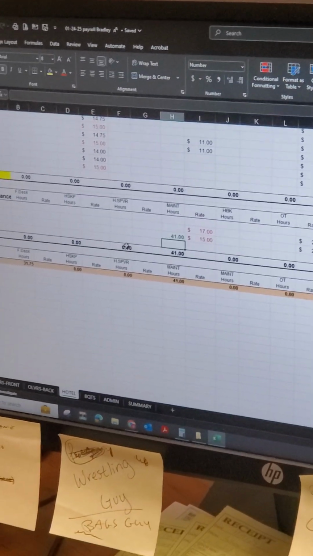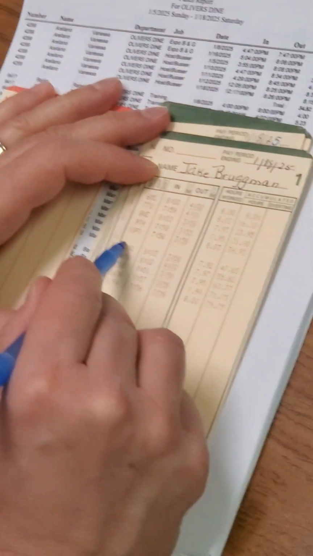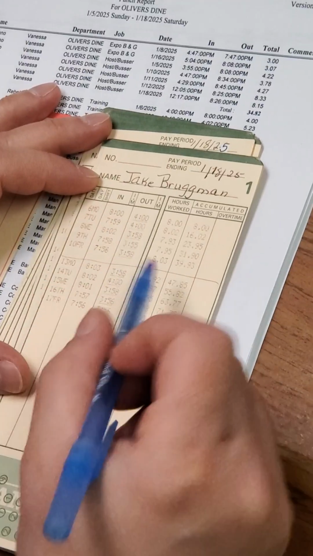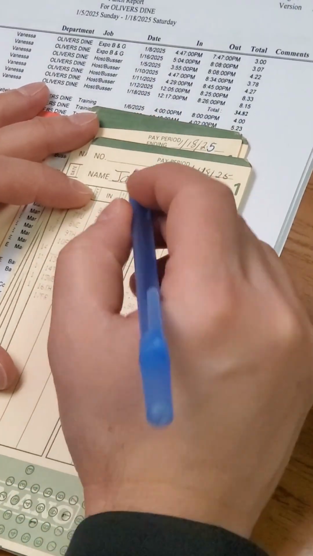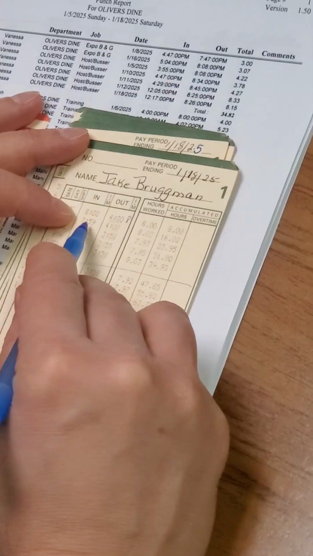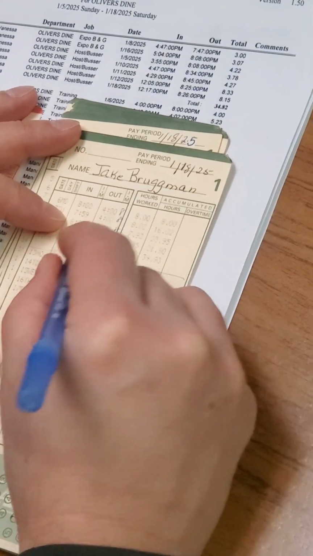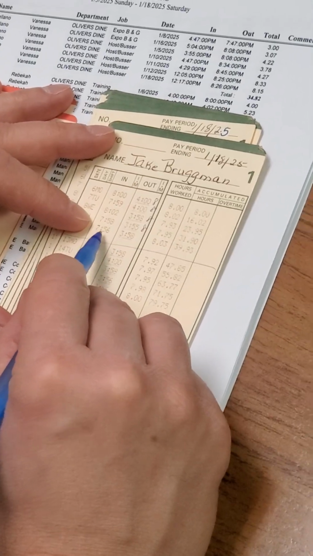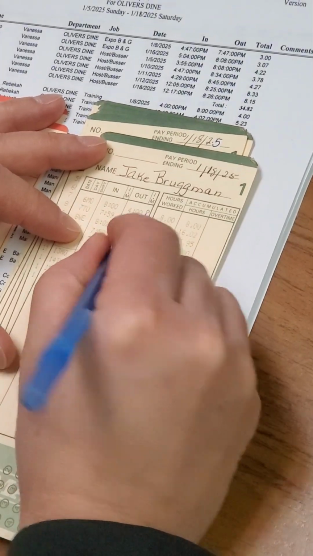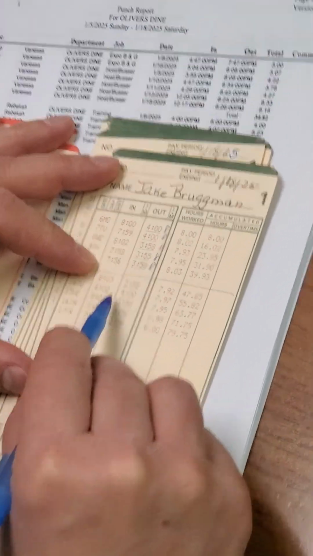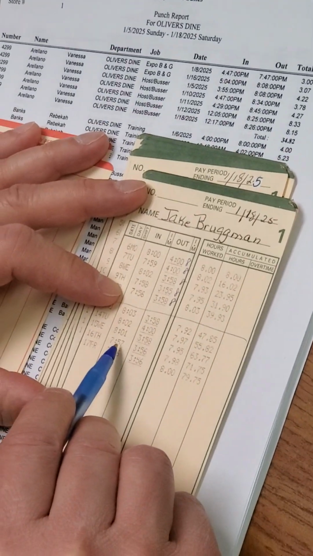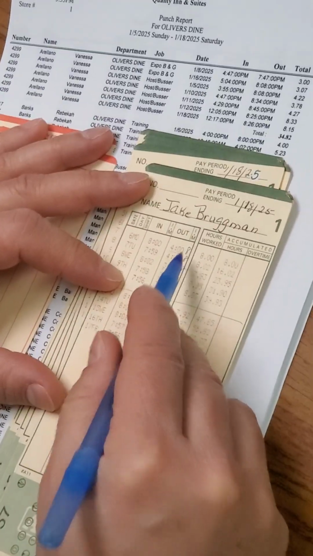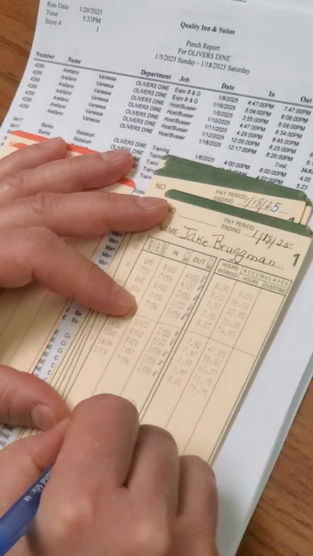Jake, again, Sunday through Saturday. I kind of draw a line sometimes there. His normal hours are 8 to 4 Monday through Friday. 8 to 4, 8 to 4, 7:58 to 3:55, 7:56 to 3:58, 8 to 4, 8 to 4, 8 to 4. So he's got 8 hours each day. Week 1 is 40 hours, week 2 is 40 hours.